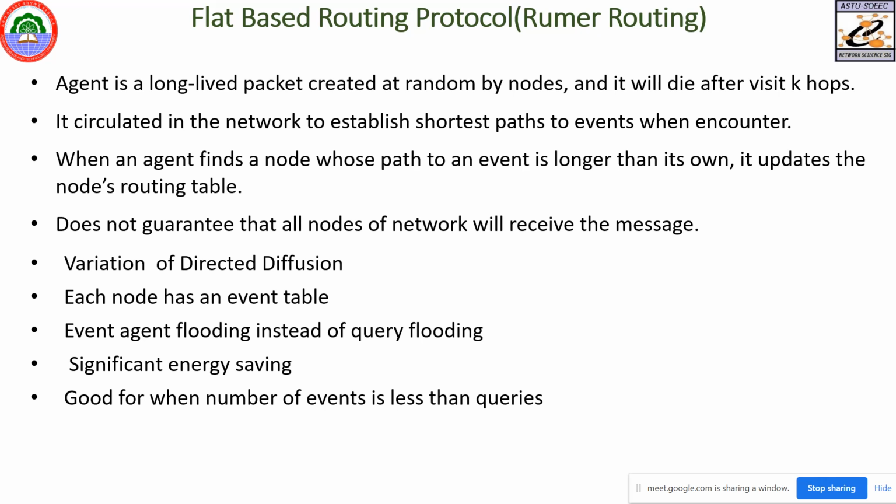But the difference between directed diffusion and this Rumor routing is that it will have some threshold value in number of hops. There is no energy constraint here. It will not consider whether sufficient energy is there or not, but it will have some threshold value for hop count. That means after visiting some number of hops, it will die. It will not perform any other operation after visiting k number of hops.